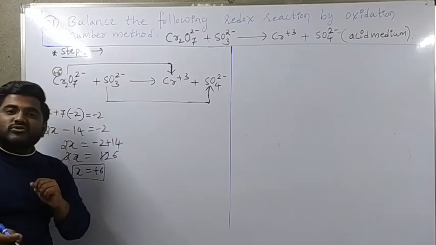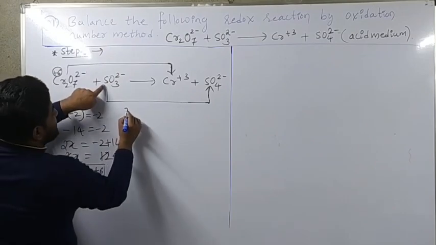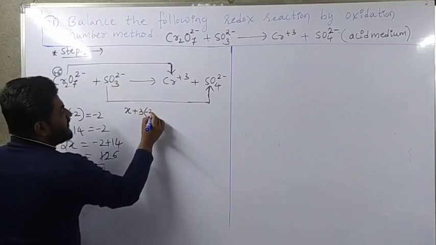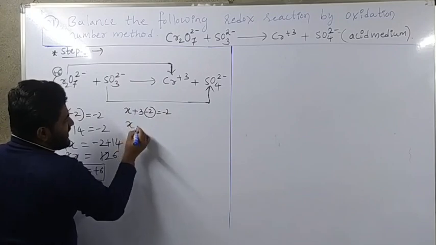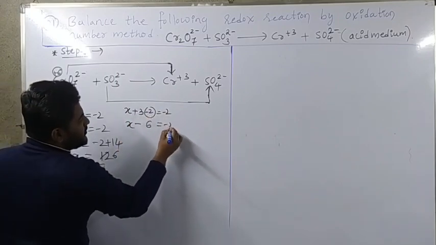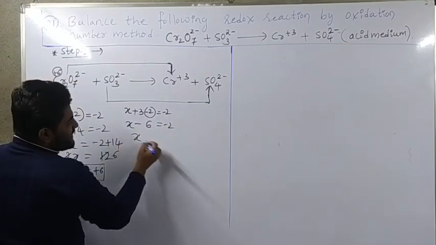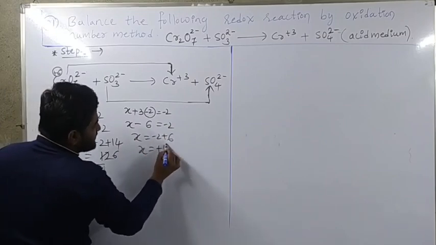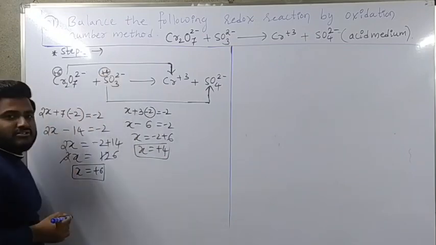Similarly calculate for S in SO3 2 minus. And again we want S. Keep S as X. 3 oxygen atoms are there. 1 oxygen atom will always carry minus 2, equal to overall charge, minus 2. X plus 3 times minus 2, that is minus 6, equals minus 2. So X, minus 6 you take that side, minus 2 plus 6. How much are you getting, guys? Plus 4. Sulfur oxidation state is plus 4.